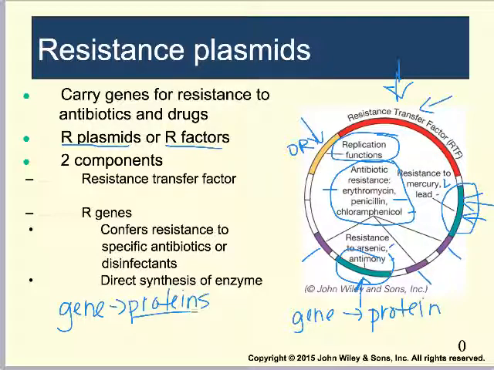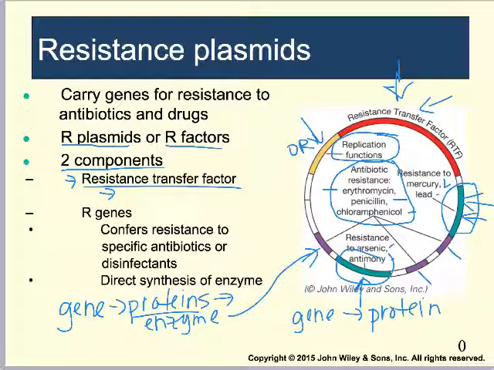Okay, and the proteins are typically an enzyme, and that enzyme is going to break down penicillin. So that's how that works. So I have two components. Resistance transfer factor is a gene that is going to allow this plasmid to be transferred to other organisms. So they can be transferred between species.